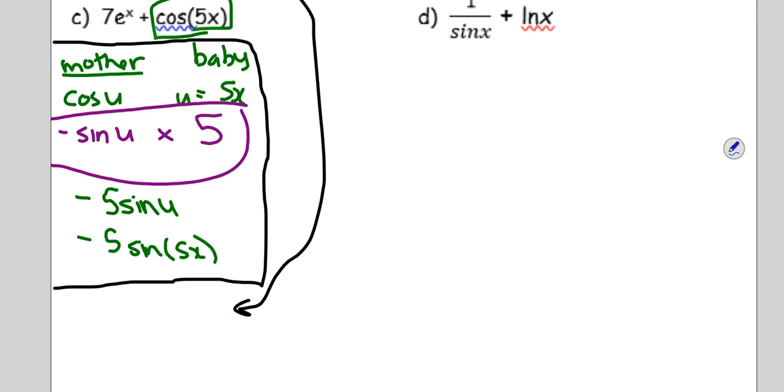What's the derivative, Kalina, of e to the x? Yeah, so e to the x minus 5 sin 5x.